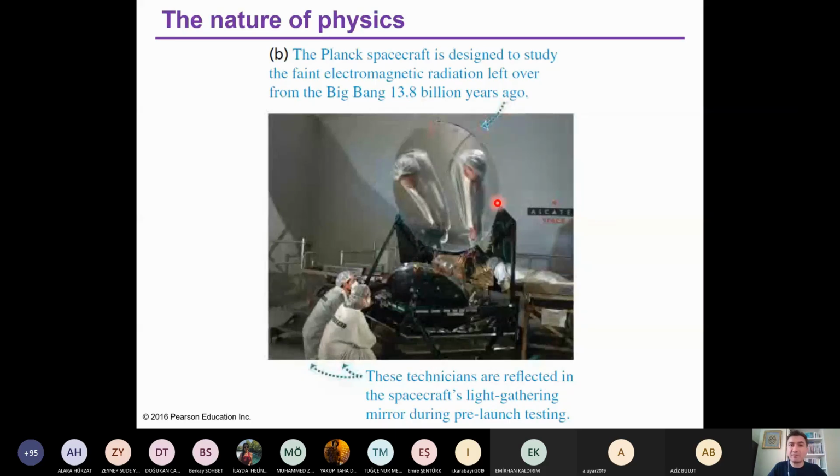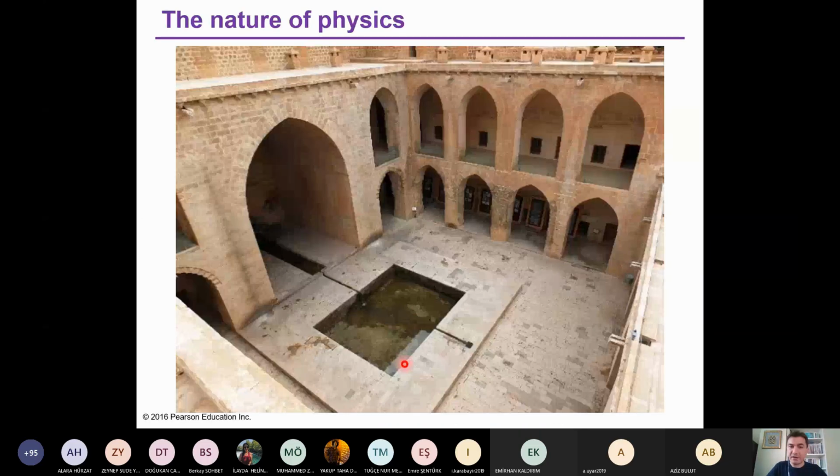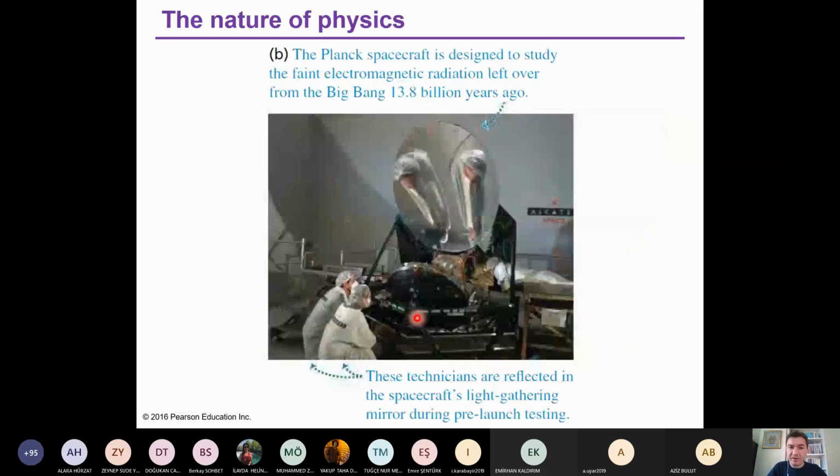So we would like to investigate electromagnetic radiation. So what do you see here? There is a perfect mirror. This is the perfect mirror of the spacecraft. Just 1,000 years ago, and perfect mirror of the spacecraft. And here you see technicians, and here you see the reflection of these guys.